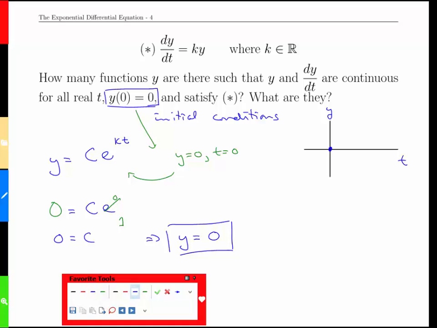Now what does that look like? Well, that looks like the straight line that just follows the axis there. That would be our solution going through that initial condition. It's not very exciting, but it's certainly a valid solution. And if we check, if y is 0, then dy/dt is equal to 0. So let's just confirm that. If y is 0, we'd have dy/dt is equal to 0.